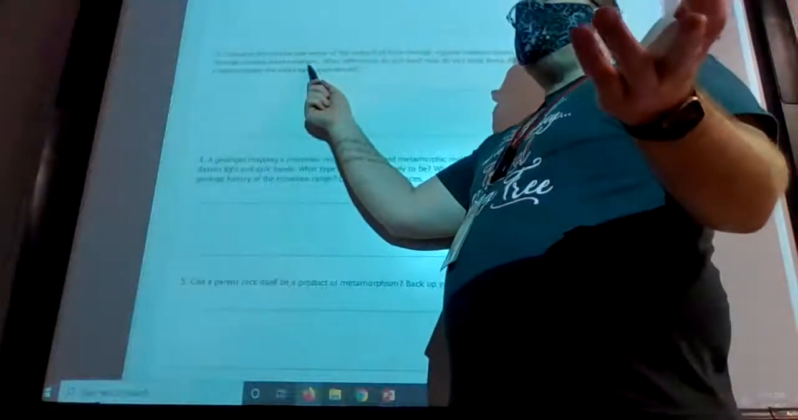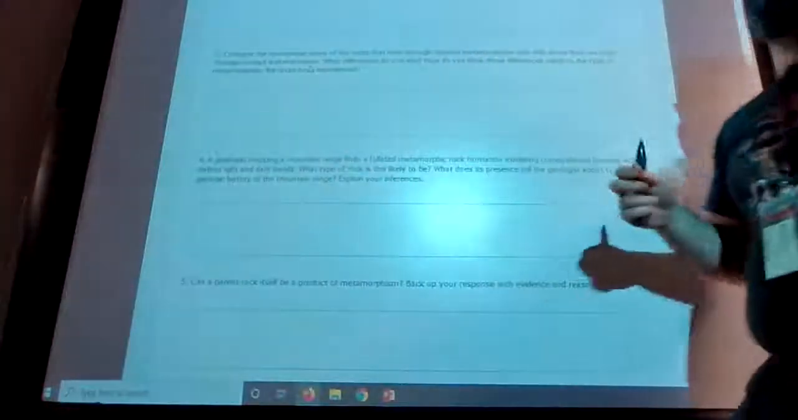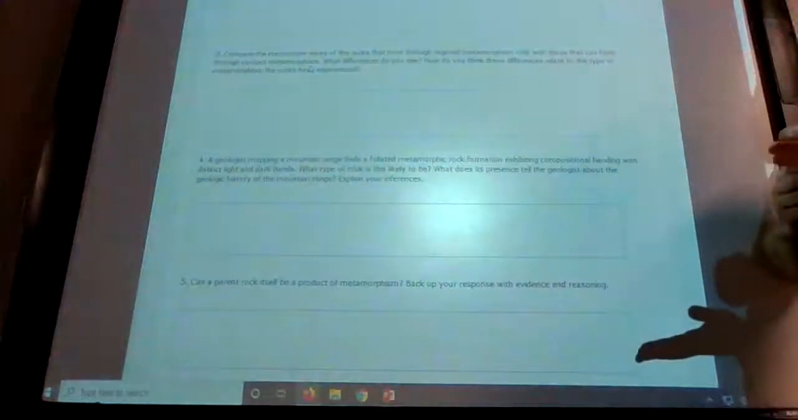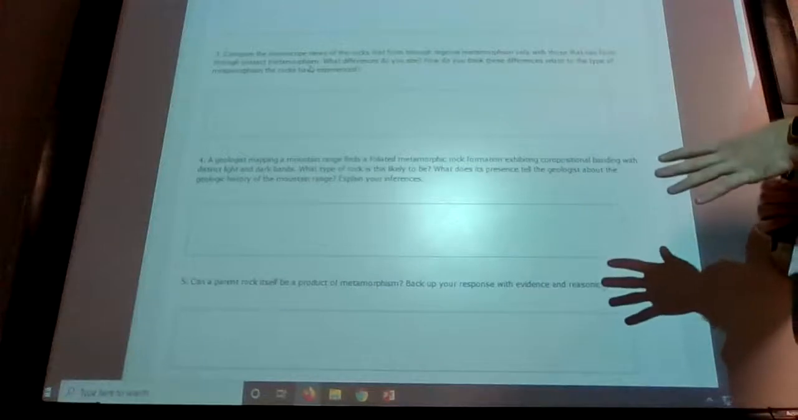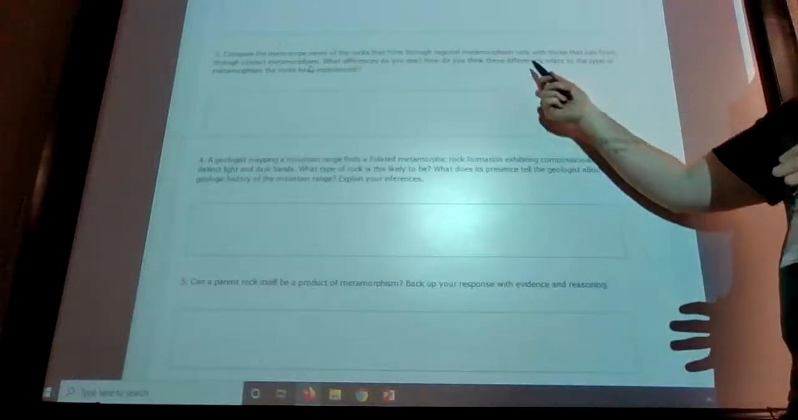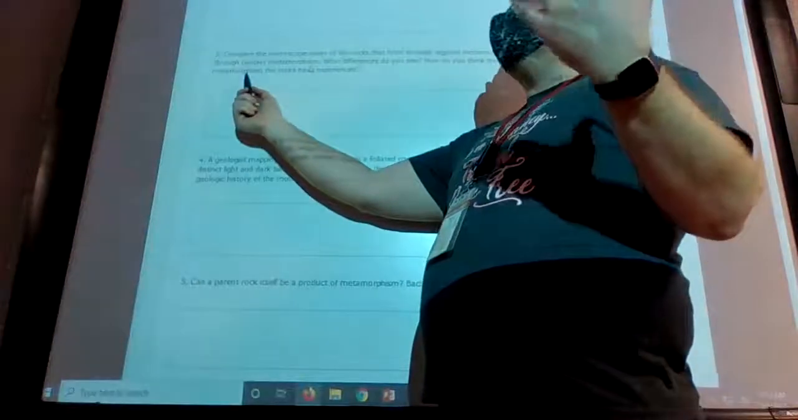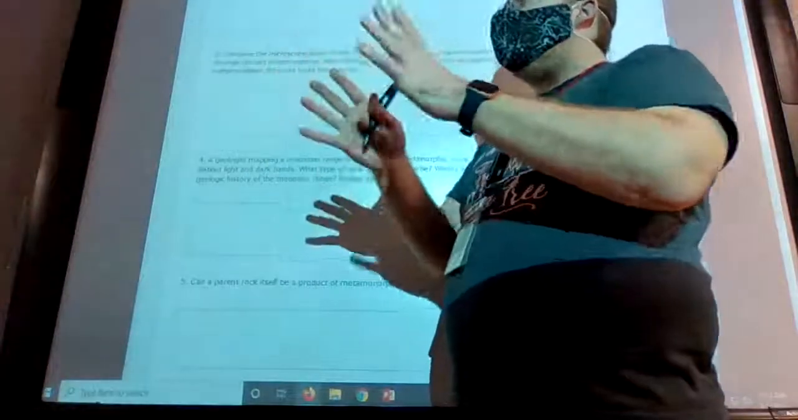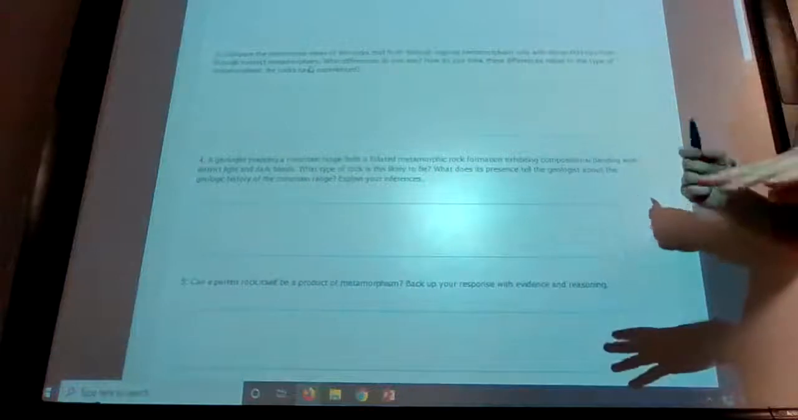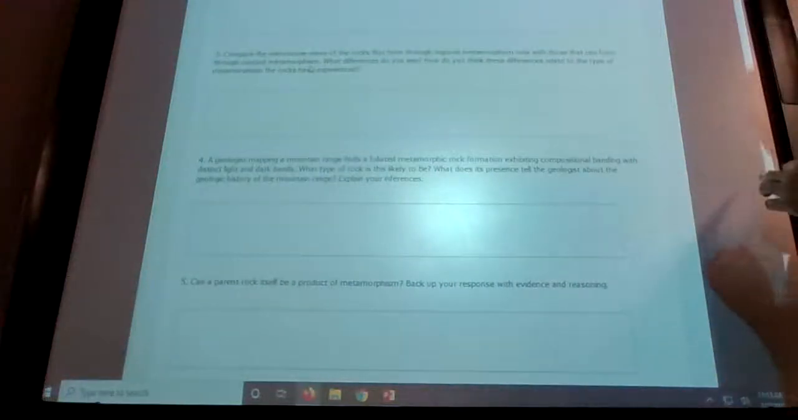So just to recap, your regional metamorphic rocks have the lineations. They have the lines. They have the foliations. Your contact metamorphic rocks do not. How does that relate to how they formed? It's all about the pressure. The regional rocks that have the lines or the foliations had pressure. The contact rocks did not, so they don't have any of the lines or foliations.